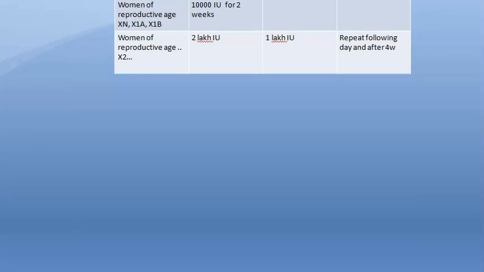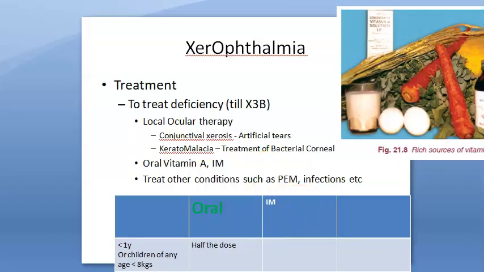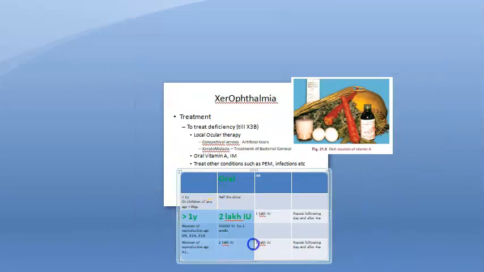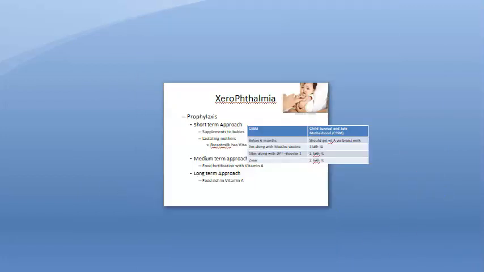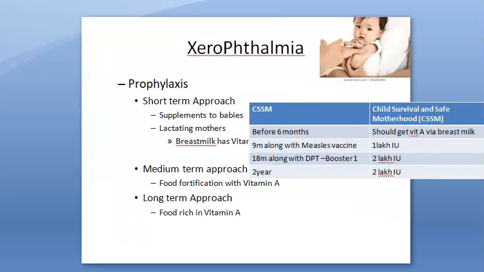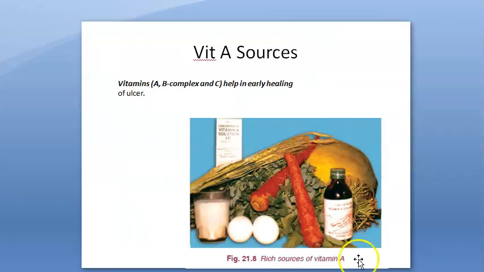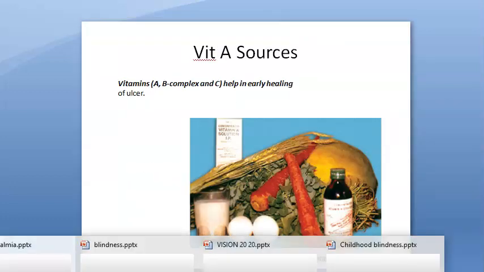So treat. How will you treat? Above 1 year, you will give 2 lakh international units. Below 1 year, you will give 1 lakh international units. Okay. Then a lot of prophylaxis with measles vaccine and all they will give. That and all you know, right? Natural sources of vitamin A. All this you have to write in the exam.